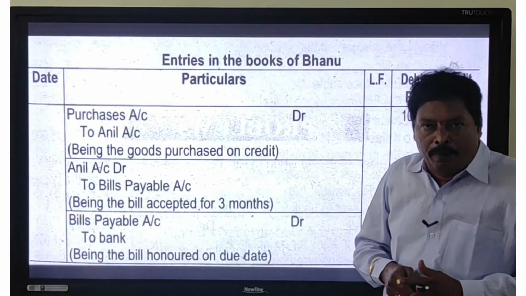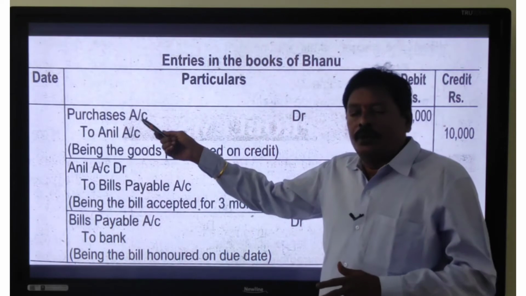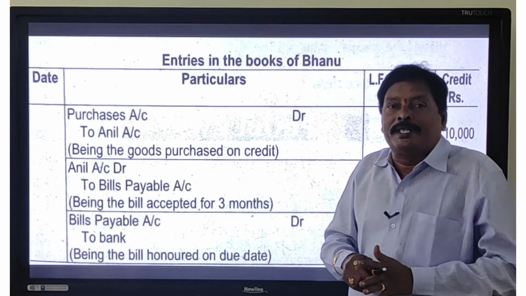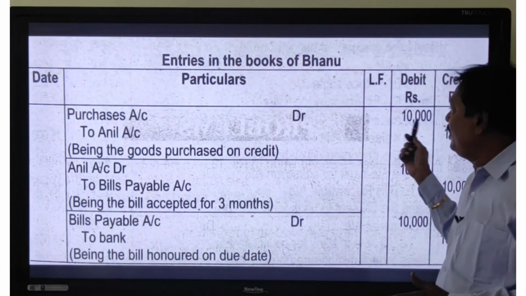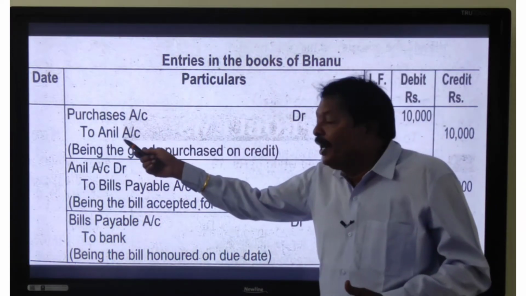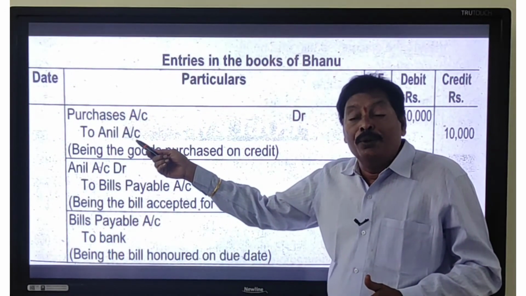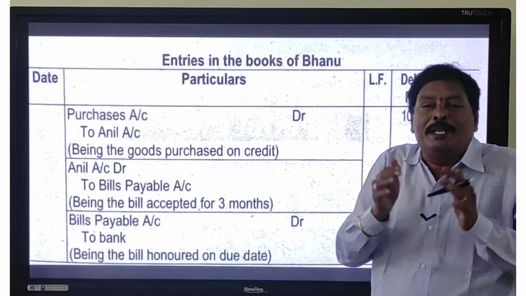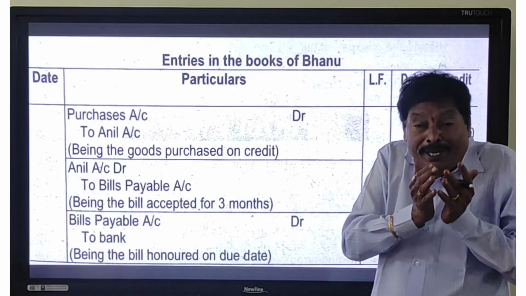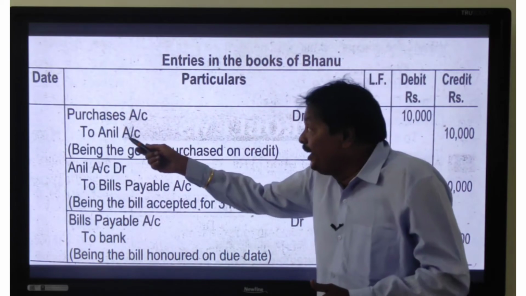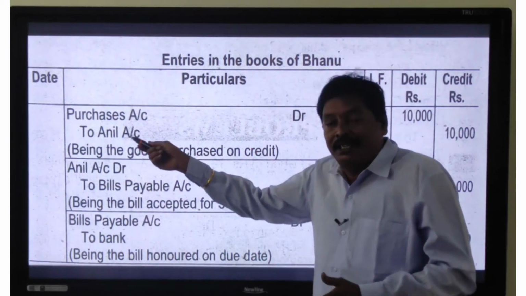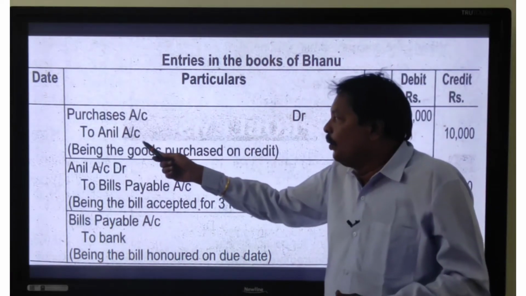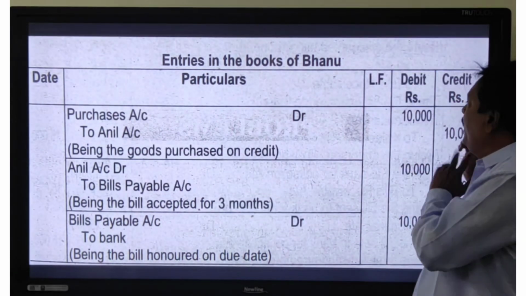When you purchase the goods from Anil, purchases is a nominal account. So as per the principle of nominal account, debit all expenses. So purchases account debit 10,000 to Anil account. Who gives goods to Banu? Anil gives goods to Banu. As per the personal account, credit the giver. So we have to credit Anil in this journal entry. So purchases account debit to Anil account, being the goods purchased on credit basis.